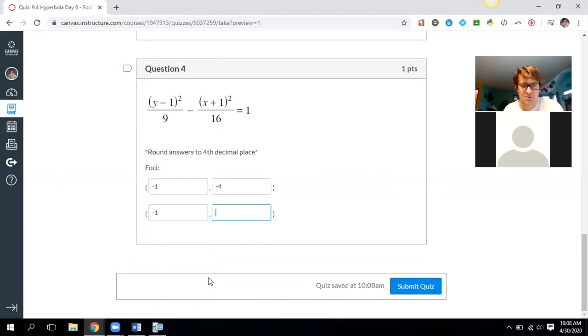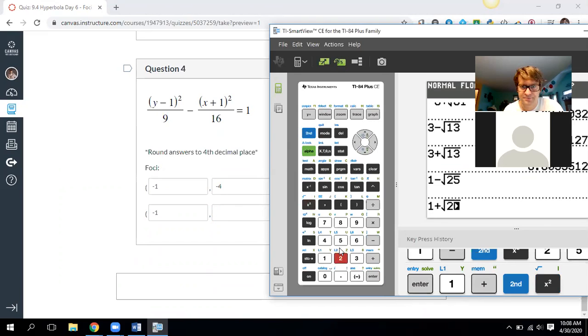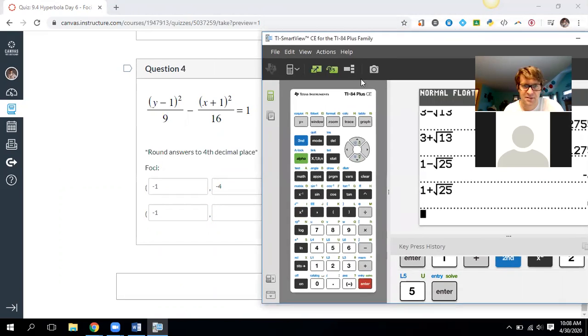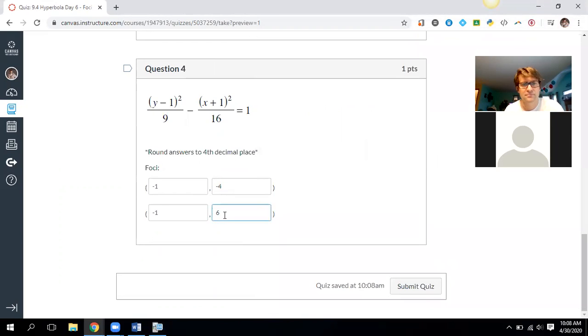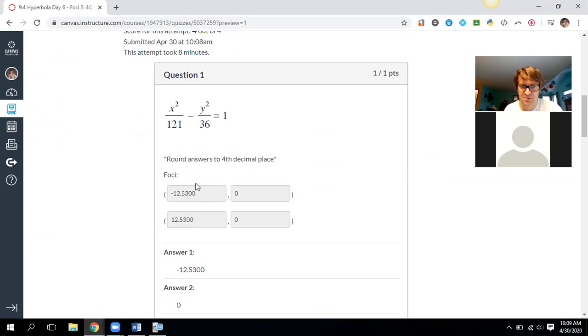And then what we're going to do is the opposite of that. We'll do 1 plus the square root of 25. And we get a +6. Okay. Got those. Let's submit our answers. Let's see if I did anything wrong or right. Oh, 4 out of 4. So hopefully you guys can see to find the foci points, it's a little bit difficult. But if you watch these videos, it's not too bad, or follow the formulas.